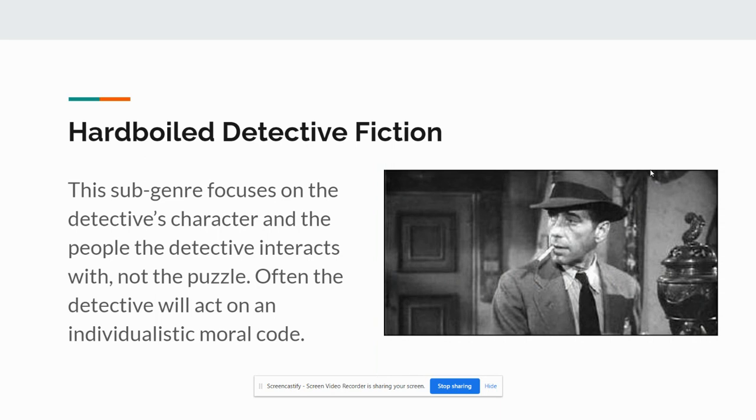There's also something called hard-boiled detective fiction. And in hard-boiled detective fiction, the character and the people the detective interacts with are the focus. The detective often will have an individualistic moral code, and it's not going to be a focus that deals with what's the puzzle. The puzzle is secondary to who are these people and who is this guy and why do I like this guy or why do I want this guy to win even if I hate him.